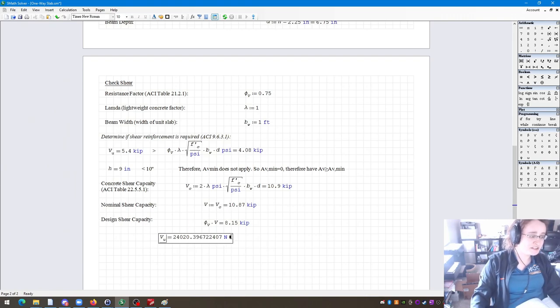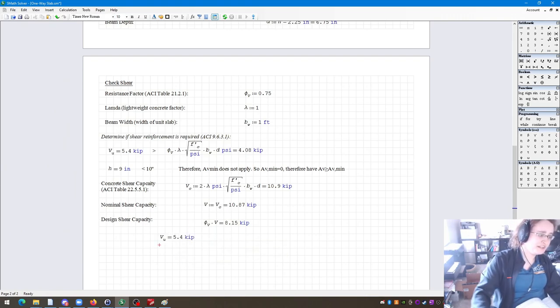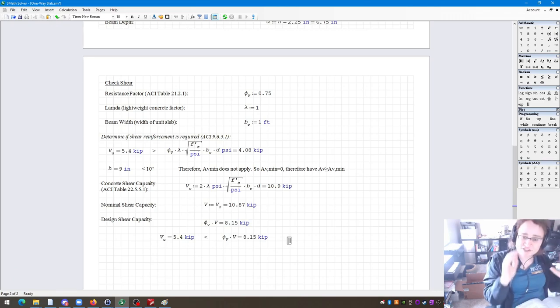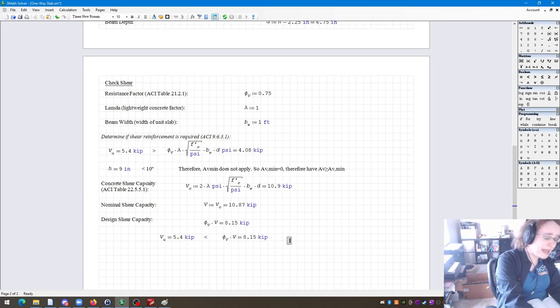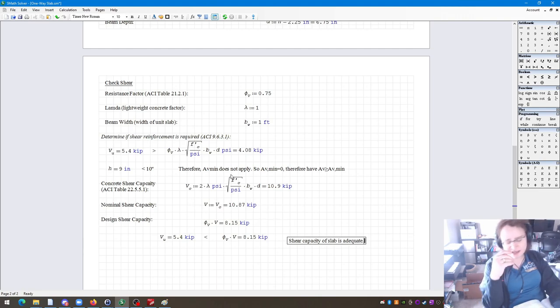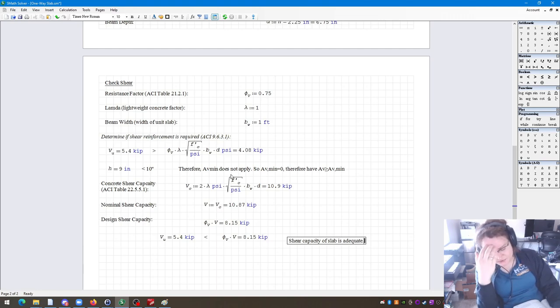Again, that is our shear demand, and this is in fact less than our design shear capacity. And so our slab, using just the shear capacity of the concrete, will be adequate. And that's always a good check, just to make sure that your beam depth is reasonable, or that your slab depth is reasonable.